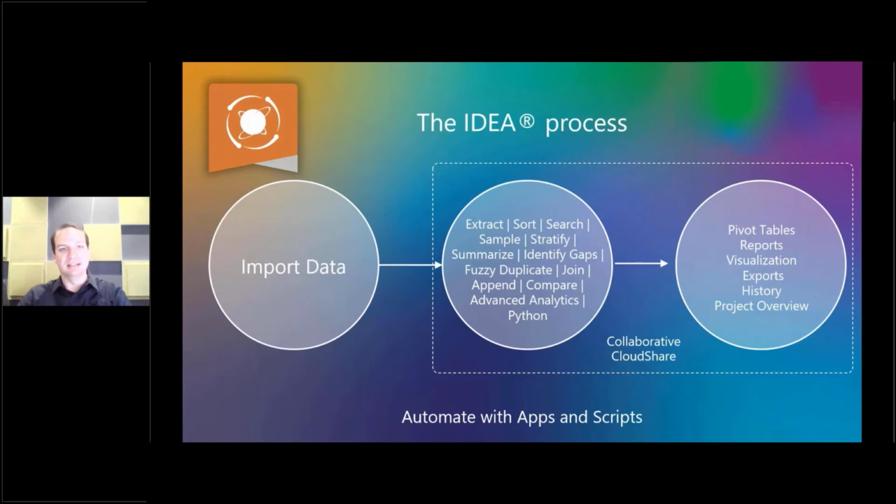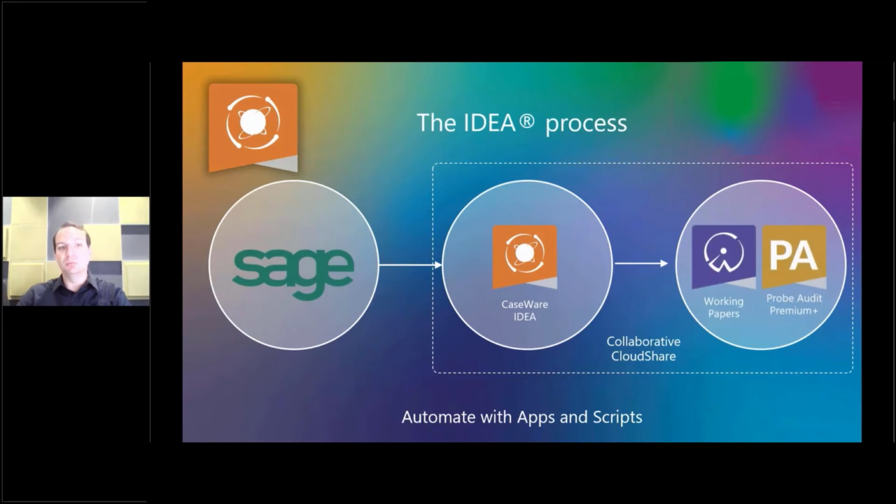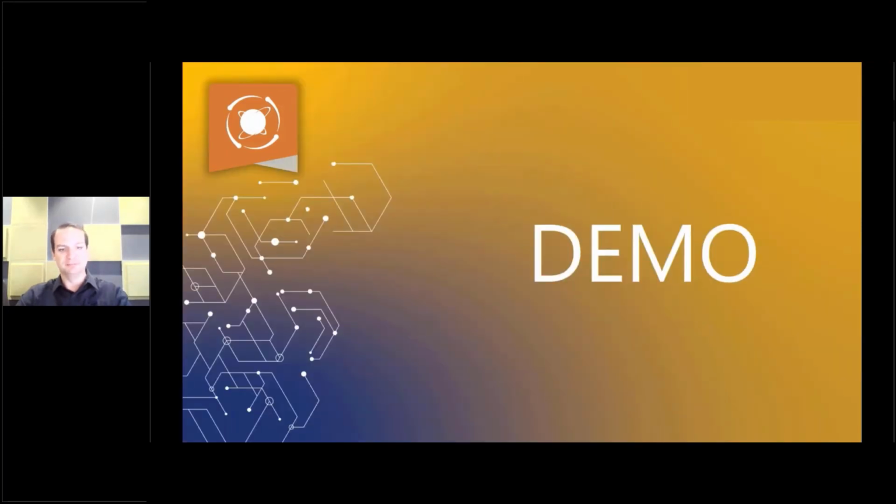Now let's put that process into practice. What we've done today is we've incorporated a Pastel Partner import, which will be a one-click import into CaseWare IDEA. When you are in CaseWare IDEA, we have guided analytics together with Smart Analyzer, and I will show you how we've tagged those procedures already. And then with the Probe Audit Premium Plus methodology, you can incorporate IDEA into the engagement and have IDEA select those samples for you and bring the results back directly into Working Papers.